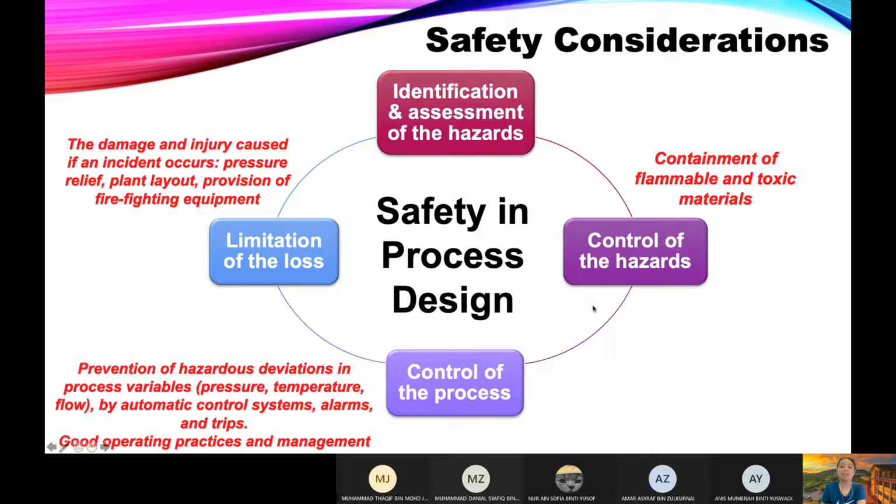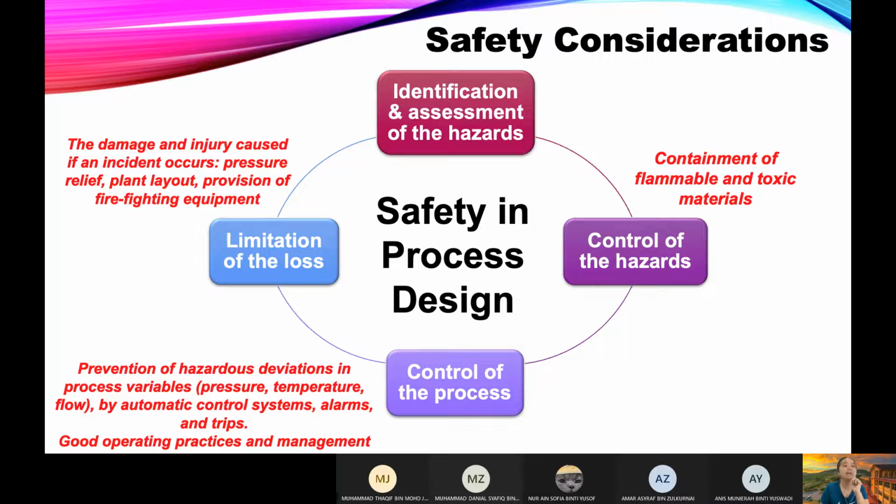Okay, so next, so that's all on environmental impact. Ada dua part kan. So first part, environmental impact. Now the second part is on safety consideration. So again, safety consideration ni sebenarnya banyak. And you have already learned in the safety course also. So what I'm going to discuss is general, tetapi memang ada banyak sangat.